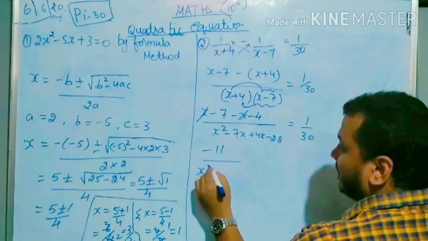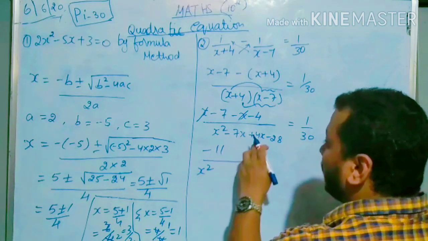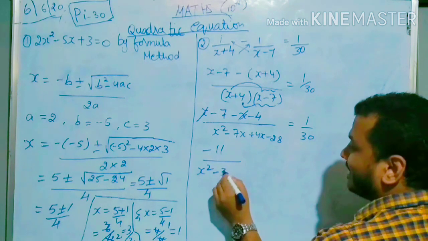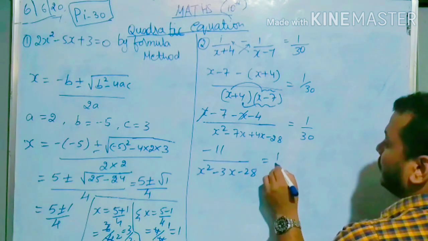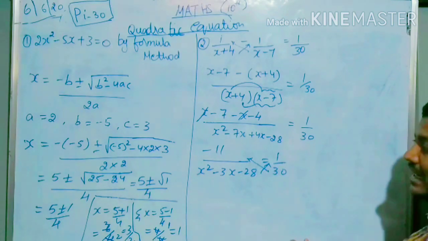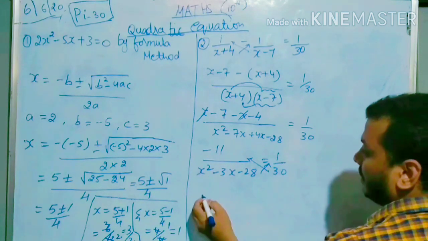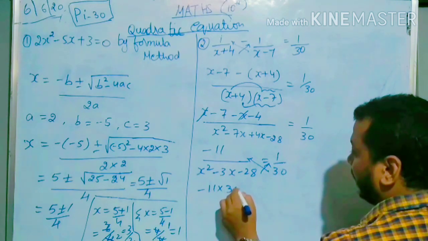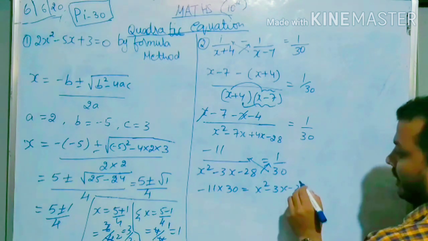Now x square is as it is, minus 7 and the plus 4. So minus 7 you have taken and you have returned the 4 rupees. So it is nothing but the minus 3 borrowed. So and minus 28 is equal to 1 by 30. Again one more time the cross multiplication. I'll just find the equation and then you can use this formula and you can solve. Again cross multiply, so minus 11 into 30 is equal to x square minus 3x minus 28.